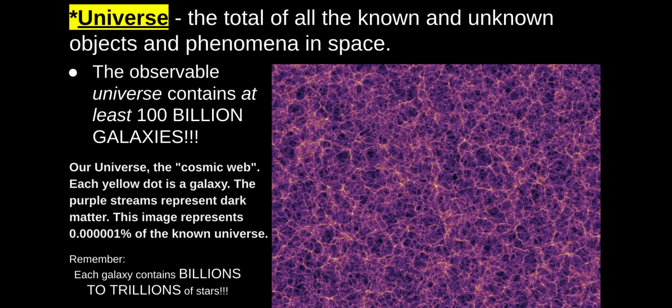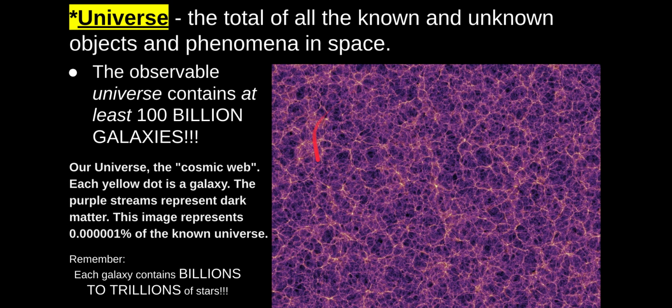So when we say the universe, we are talking about the total of all the known and unknown objects and phenomena in space. The universe is everything, and the universe contains everything we can observe, and there's at least 100 billion galaxies.